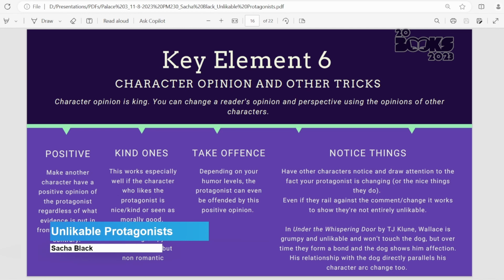Okay. I think I've said all of that on the second one. Yeah, Grumpy Sunshine trope. Cool. I just had to read and double check.